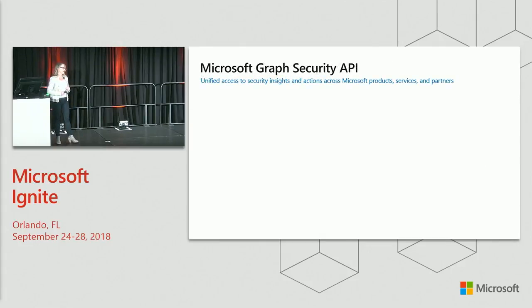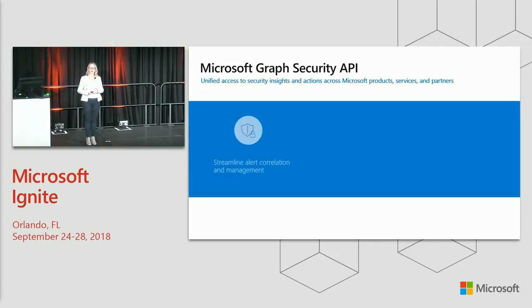So let's talk a little bit specifically about the new Microsoft Graph Security API. It is a unified access point to security insights and actions across Microsoft products and services and partners. That partner component is a very important part, and we'll talk more about that in a moment.